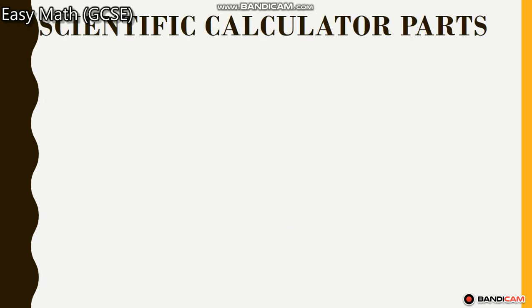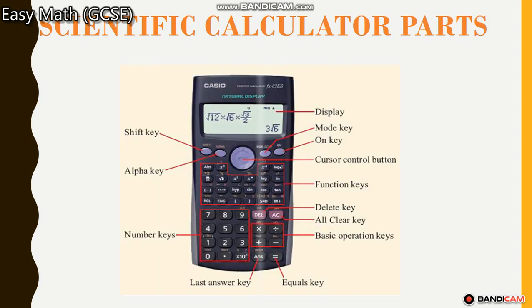Now, second, let's talk about scientific calculator parts. If you handle a scientific calculator, on the top left we have the shift key. On the top right we have the on key and mode key, and above them is the screen or display, where you can see the result, and in the middle, function keys. Down from them we have number keys.